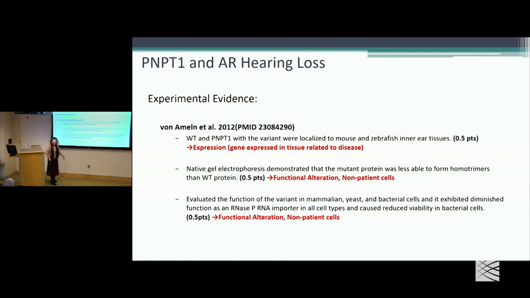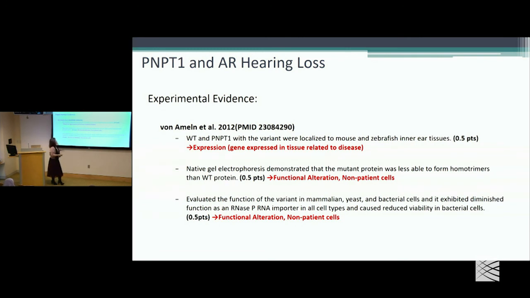Just because it's expressed in the tissue doesn't give you a lot of evidence. There was a gel electrophoresis assay that showed the mutant protein was less able to form homotrimers than wild type protein. Well, maybe that's functionally impacting the variant, but is the ability to form homotrimers a biologically relevant impact? Hard to say. Only gave it 0.5 points.